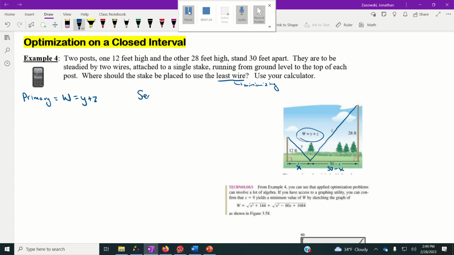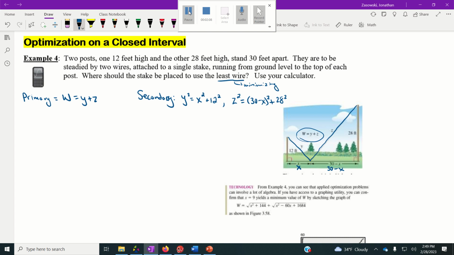And our secondary equations, and we say equations because we're going to have two of them, is how do we figure out what y is? Well, in order to figure out y, we have to use Pythagorean theorem, right? So y squared is equal to x squared plus 12 squared. All right? And at the same time, z squared is equal to 30 minus x, squared, plus 28 squared.